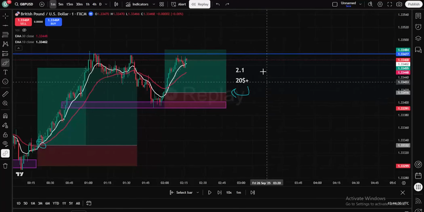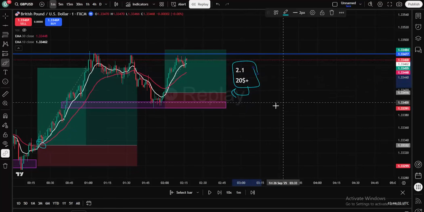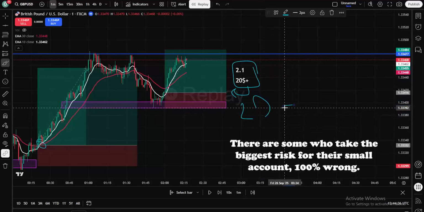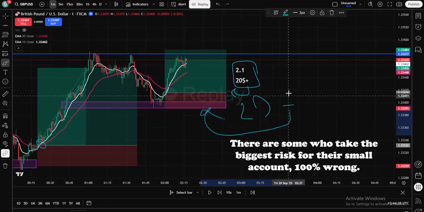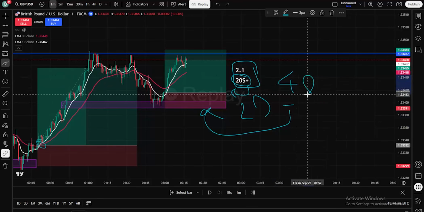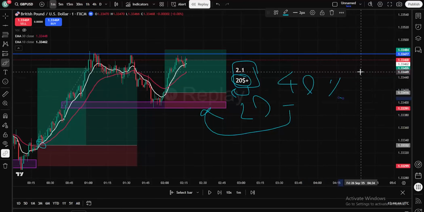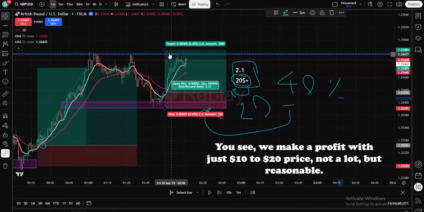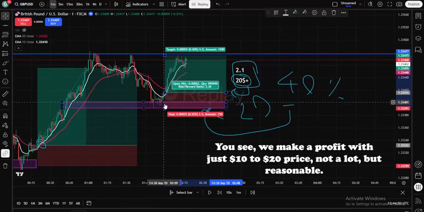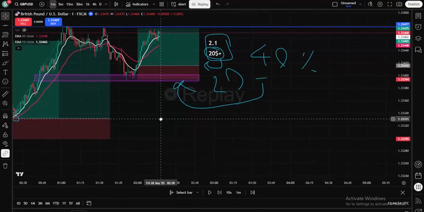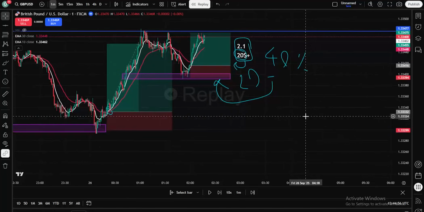2. Risk to reward ratio, RRR. One of the biggest mistakes traders make is taking big risks for small profits. Your reward to loss ratio should always be at least 1 to 2. That means if you risk $10 on a trade, your target should be at least $20 in profit. That way, even with a 40% win rate, you can still make a profit overall.